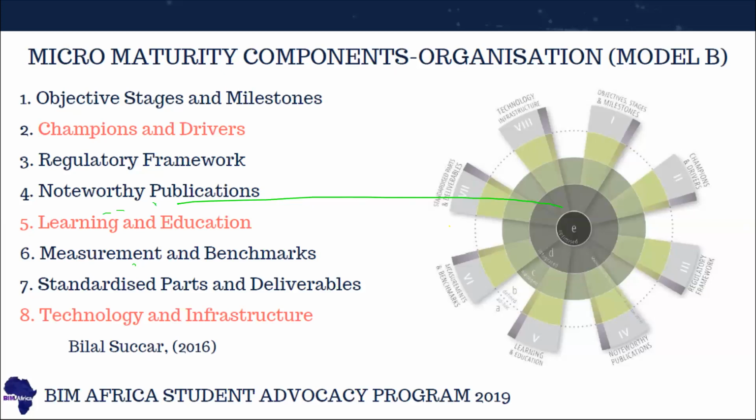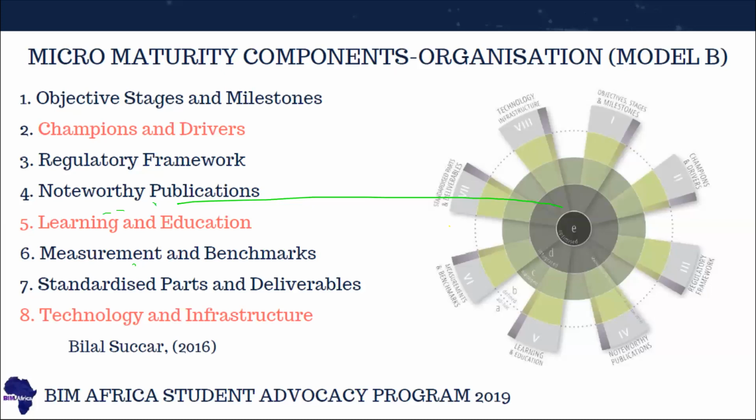Learning and education, this is basically if it's at an organizational level, if you have trainings and all of that. Education means if you have universities who are actually offering BIM courses and all of that. Assessment methods are those that you develop from country or organizations. Standardized part, this could be objects that are being standardized at organizational level, country level, whatever it is. Technology infrastructure is basically the software, hardware, and networking systems that you have.